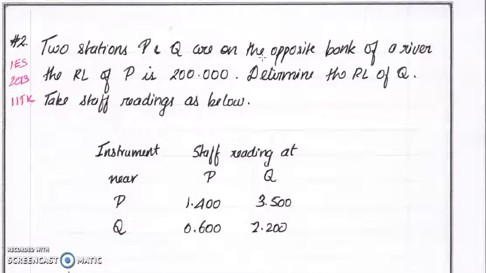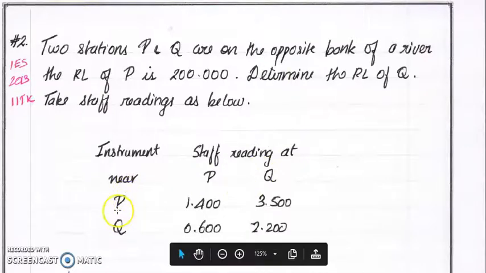Take the staff readings as below. With the instrument near P, the staff reading is 1.4 when the staff is held at P. The instrument is the same. Then the reading at Q is 3.5 meter. When the instrument is placed at Q, the reading at P is 0.6 meter and the reading at Q is 2.2 meter.